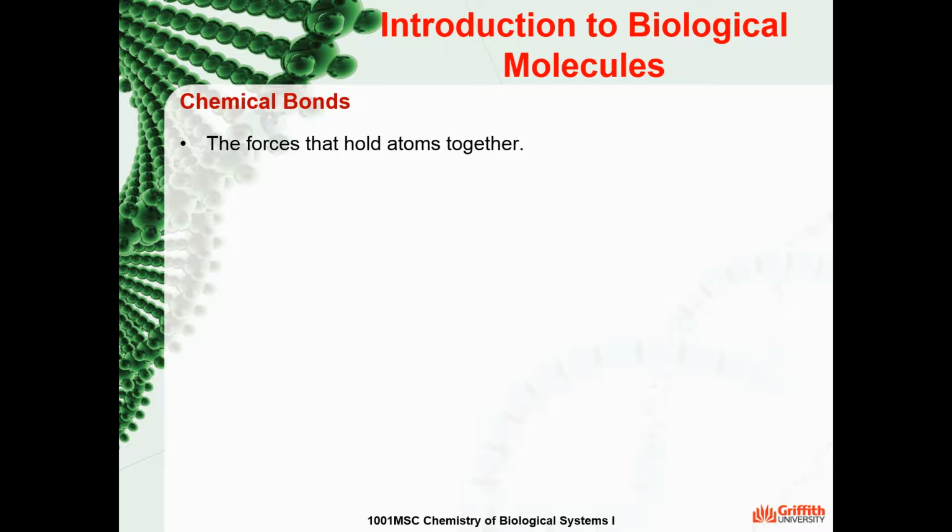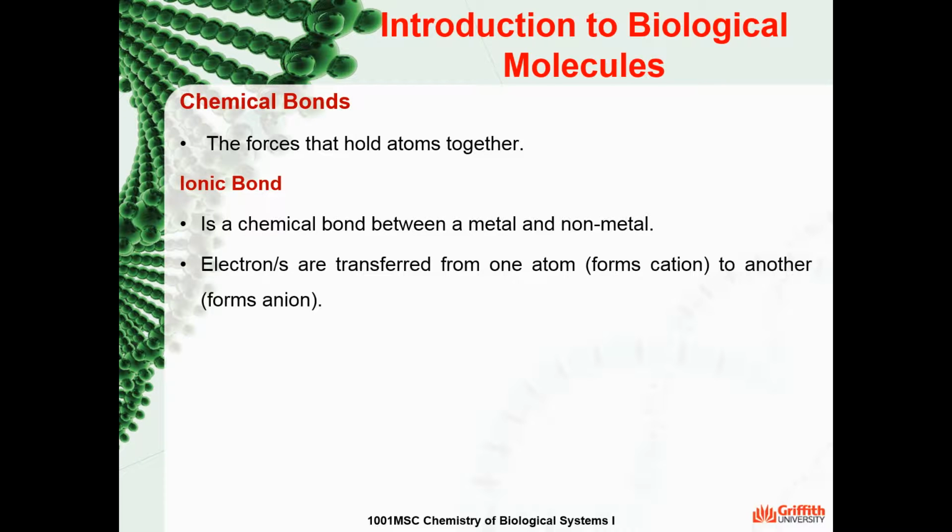Chemical bonds are the forces that hold atoms together. The two important types of bonds we will cover are ionic and covalent. Ionic bonds occur between metals and nonmetals. Here there is a complete transfer of electrons from one atom, which then forms the cation, to another, which forms the anion. Take sodium chloride as an example.